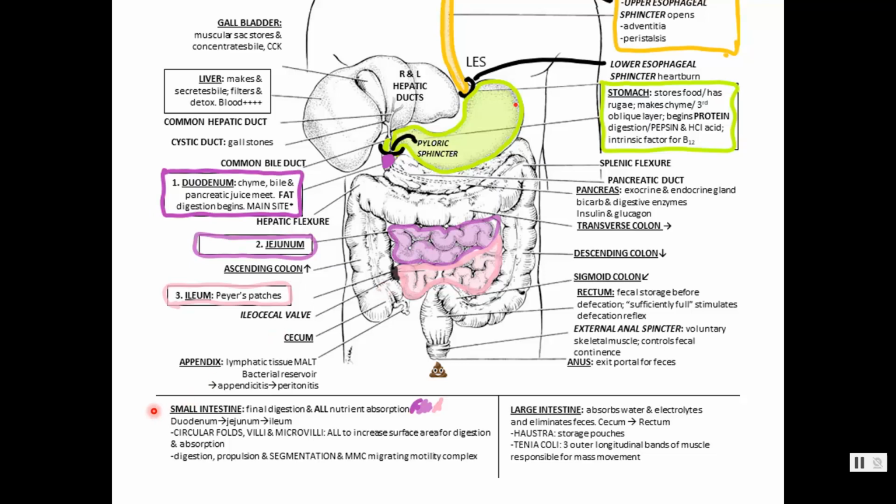So the small intestine, if you look down here at the bottom of your page: the final digestion and all nutrient absorption is going to occur in the small intestine. Some anatomical features that you're only going to find in the small intestine are the circular folds, the villi, and the microvilli. And all of those are to increase surface area for digestion and absorption. The special movements that occur in the small intestine are segmentation and that migrating motility complex. Of course, when you get digestion and propulsion, those peristaltic waves pretty much happen throughout the gastrointestinal tract.